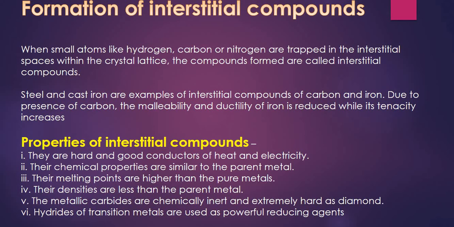What are the properties of interstitial compounds? They are hard, they are good conductors of heat and electricity. Their chemical properties remain the same as the parent metal. Their melting points are high. Their density is less than the parent metal. The metallic carbides are chemically inert and extremely hard as diamond. And hydrides of transition metals are usually used as reducing agents.